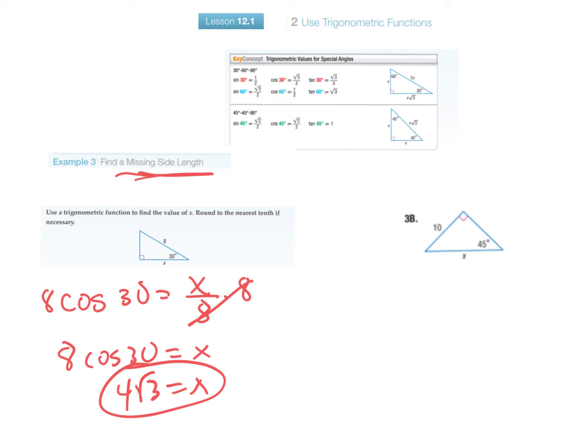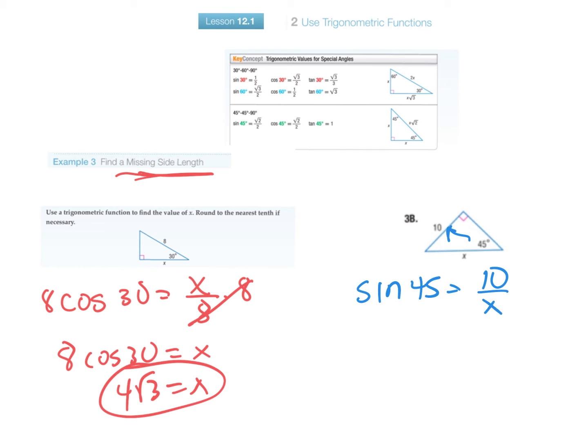Now if we look at the next type of triangle, we want to look at what information is given to us and then figure out which trig function. So I have a hypotenuse, but I also have an opposite. Well, opposite and hypotenuse is your sine. So I'm going to use the sine of the angle 45 equals the opposite, which is 10, over x.